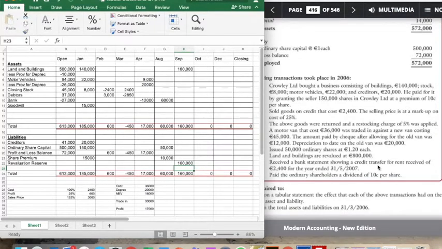received a bank statement showing credit transfer for rent received of 2,400 for the year ended 31st of the 5th 2007. So that's taking me into next year. So that means that there must be a prepaid. Now I've got a bank statement, so I have received rent, which is a plus in my profit, and obviously I've received money into the bank, so 2,400. So I just put 2,400 into the bank first.